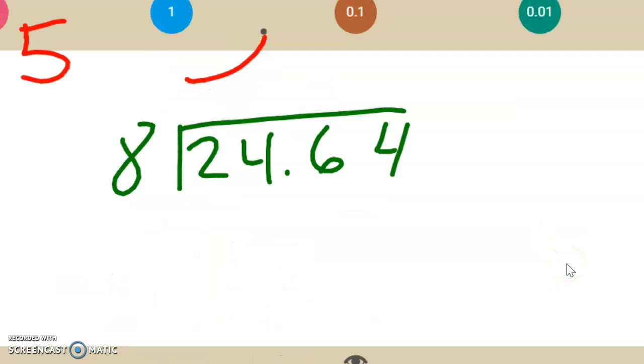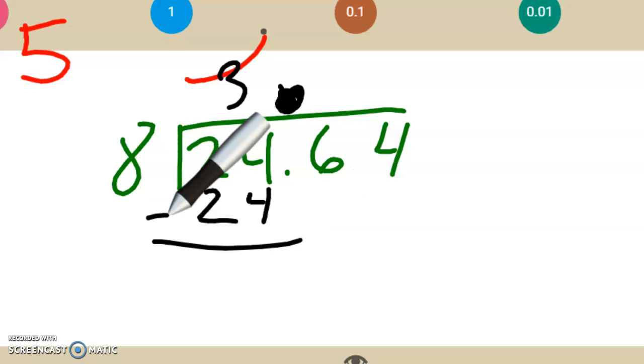Question number 5 is an awesome one. I love it when they're easy. So here we have 8 into 24. Don't forget, just put your decimal up right before you even start. Just drag it right up there into the quotient. So we're going to divide our divisor into our dividend. Our 8 goes into 24 3 times. 8 times 3 is 24, and we're done.